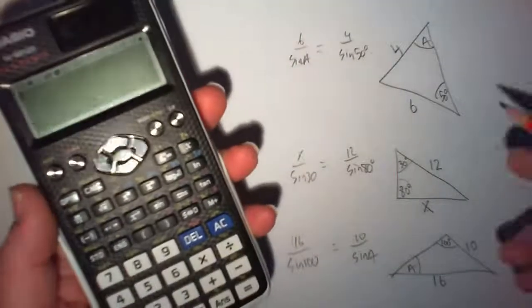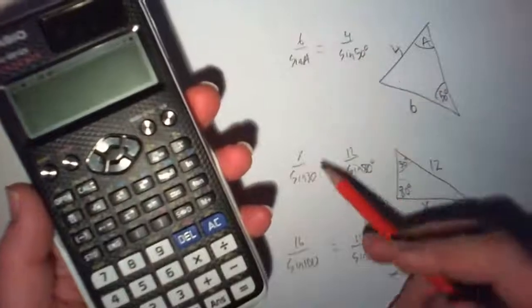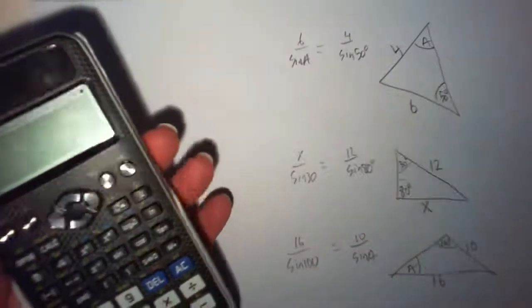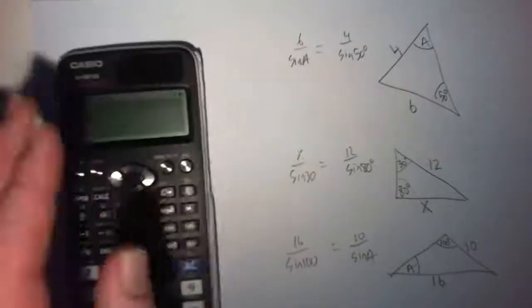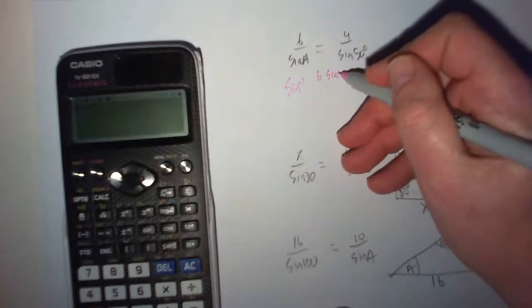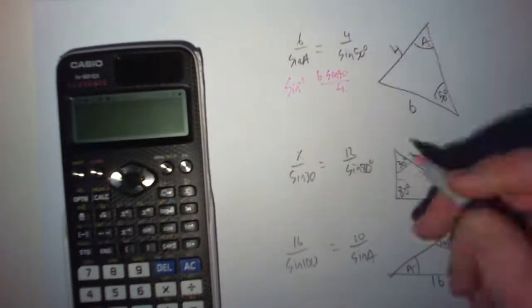Now, the reality is this one we're going to have to do a sine inverse. This one's a straight answer. This one's a sine inverse. Okay, so this one we'll do in a different color so that we don't get confused with this. This is going to be the sine inverse of 6 sine 50 over 4.